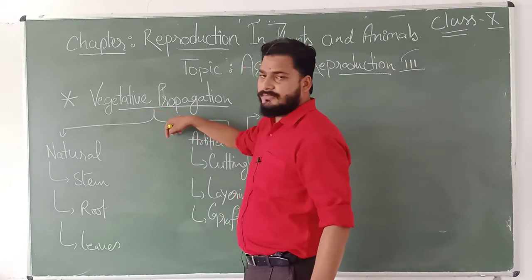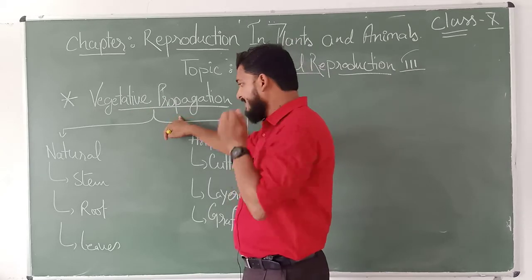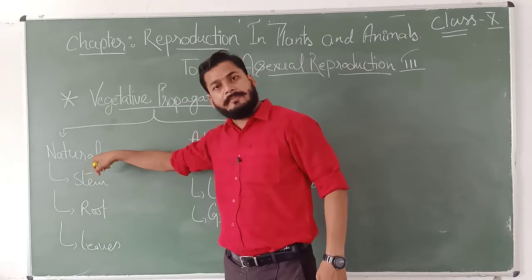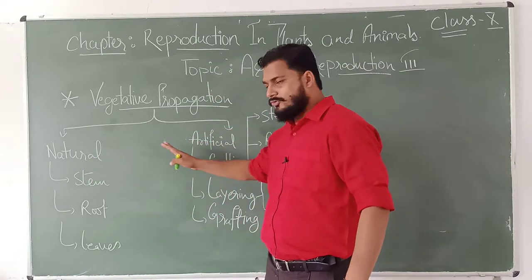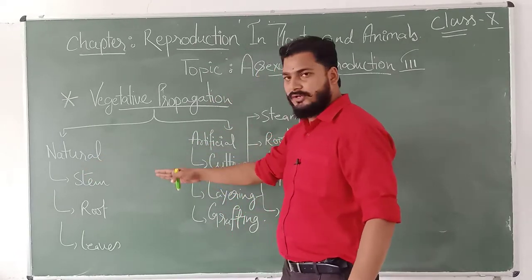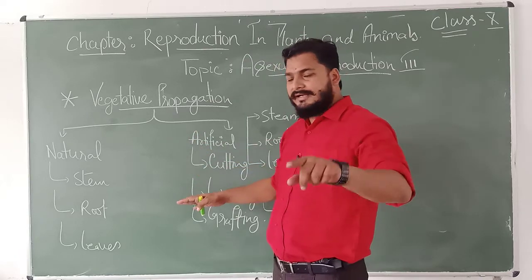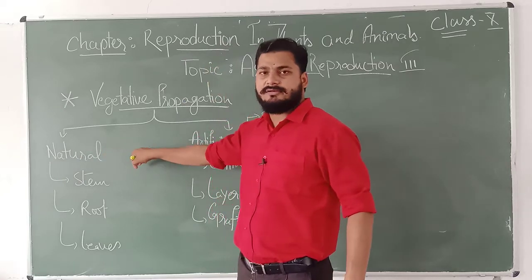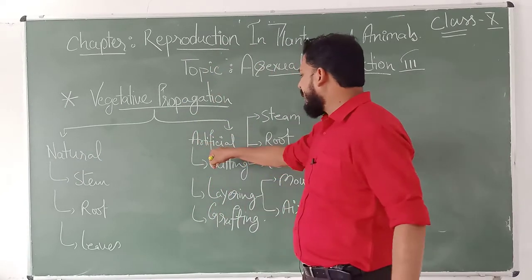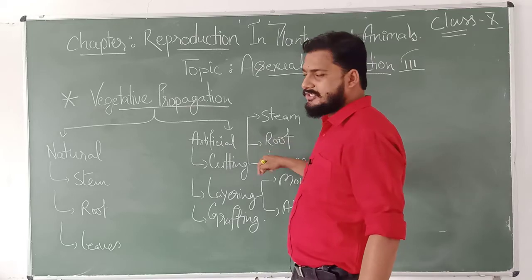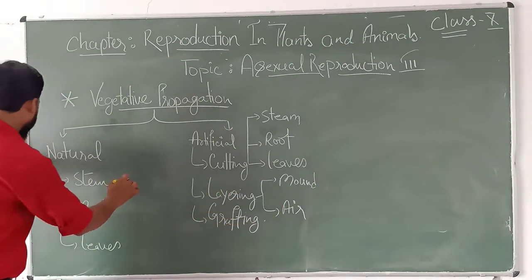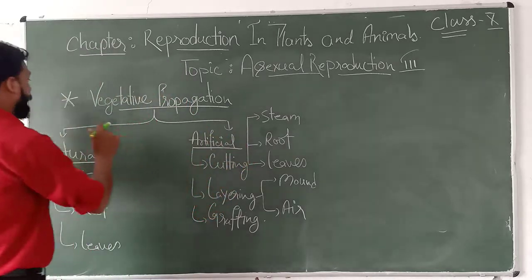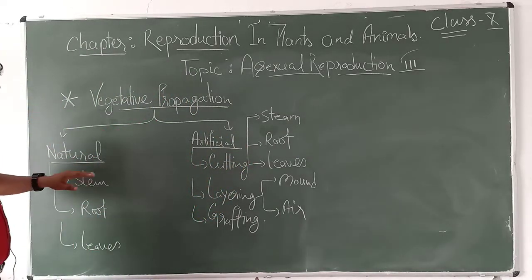Vegetative propagation has been broadly categorized into two parts: the natural vegetative propagation method. To save the space I have written natural only. Okay, you will write the complete statement. Natural vegetative propagation technique. Then comes this artificial vegetative propagation technique. Two techniques: natural vegetative propagation technique and artificial.